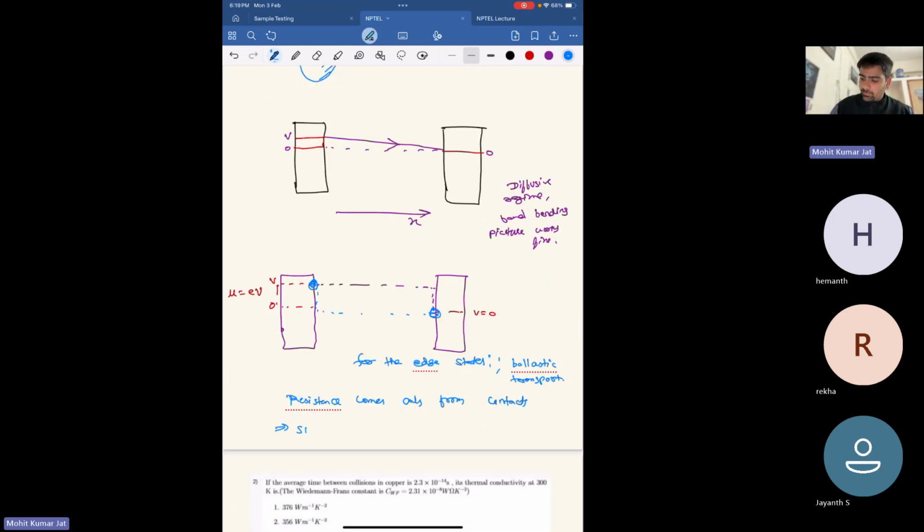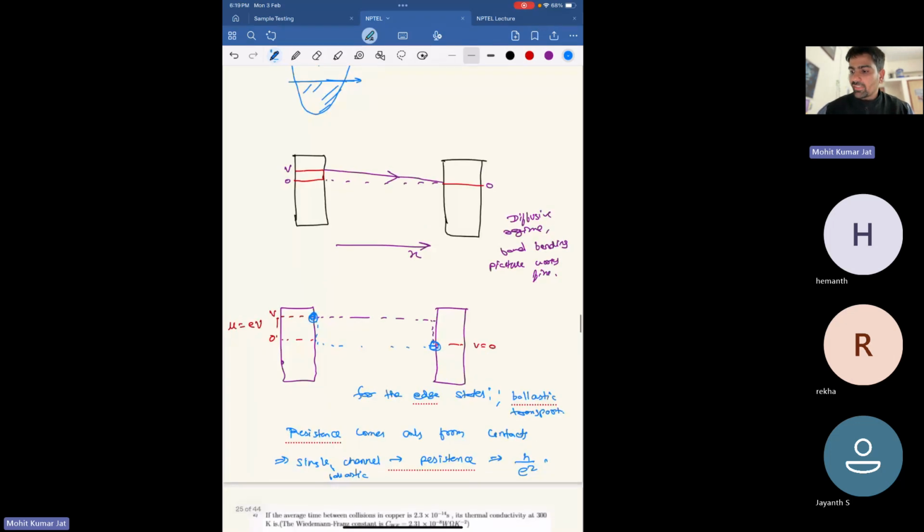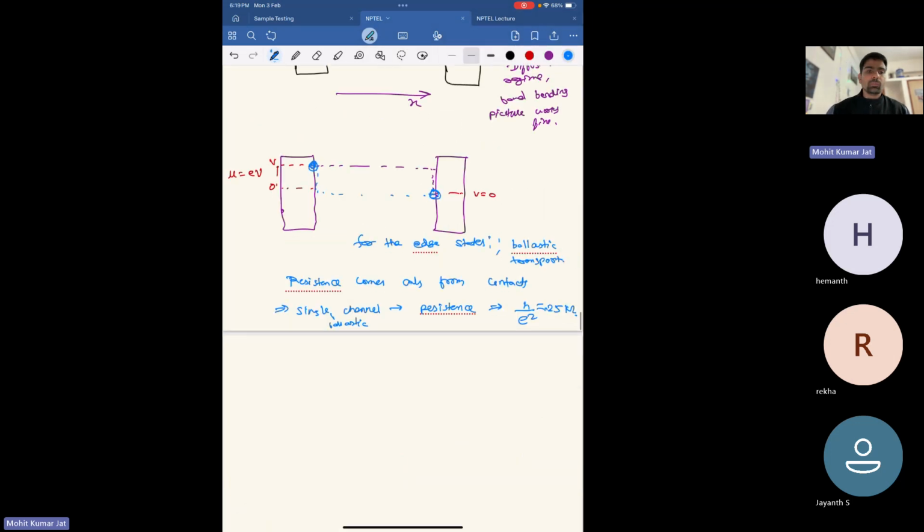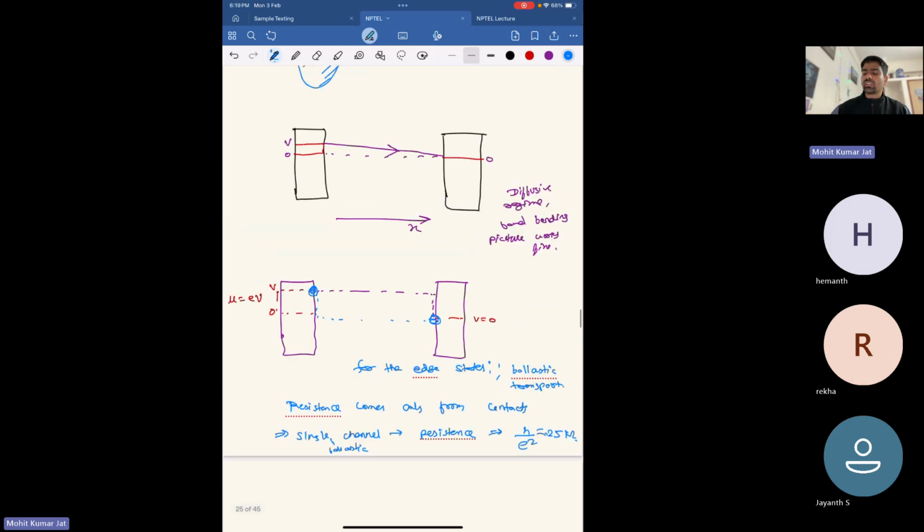If there is a single channel, then resistance will be that of a single ballistic channel. So that's the standard resistance. This is 25 kilo ohm. This you will come to know whenever the professor starts teaching quantum Hall mechanics, quantum Hall physics, because those things cannot be explained by the Drude model. Drude is all about the bulk, not about the edge transport and all those things. The band bending picture works for metal.